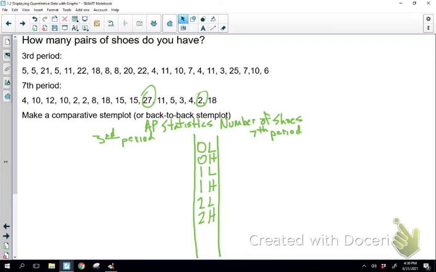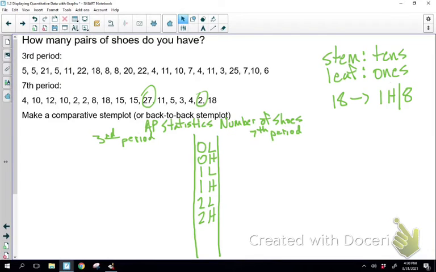You can do it two ways. You can say the stem represents the place value, and in this case it's tens, and leaf is ones. Or you can give an example. So you could say, pick a pair of shoes, 18, resembles 1H vertical line 18. So you're allowed to do that for an example. And from there you just start making numbers. Cross out as you go if you need to, but here we go.